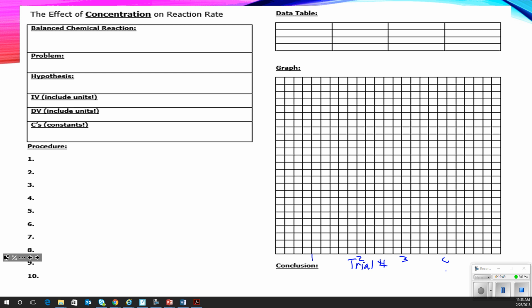Okay, you got your equation written? Have your partner help you, and you can use their paper, and then switch.